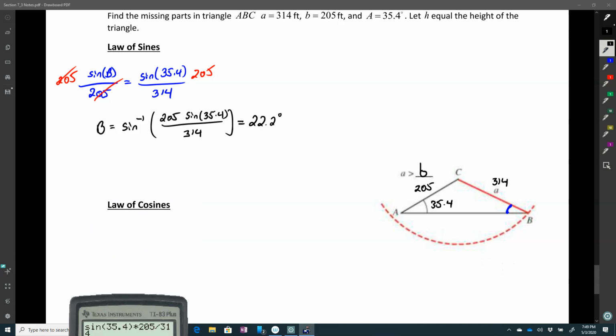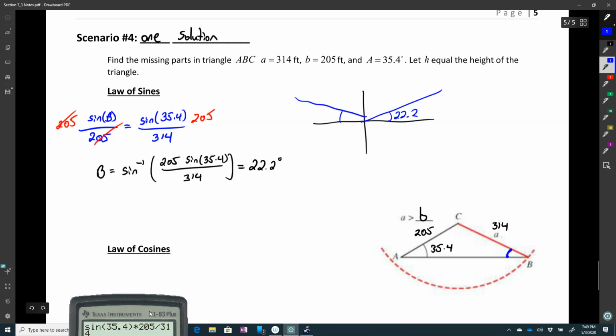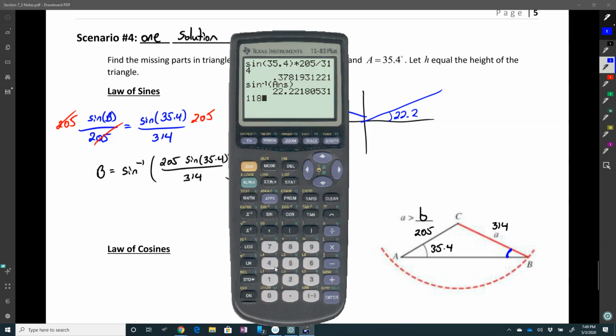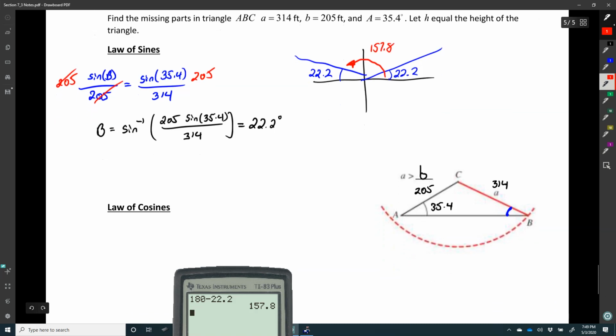Okay, 22.2 degrees though can happen in two quadrants. 22.2 can be here. 22.2 can be here. So if I do 180 minus 22.2, I get 157.8. So the two solutions you get are not only 22.2, but also 157.8.